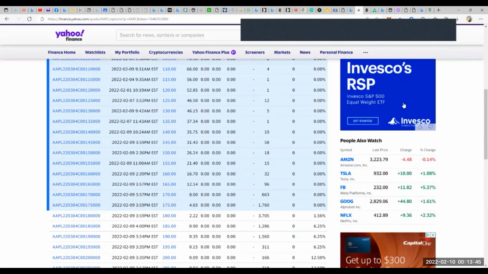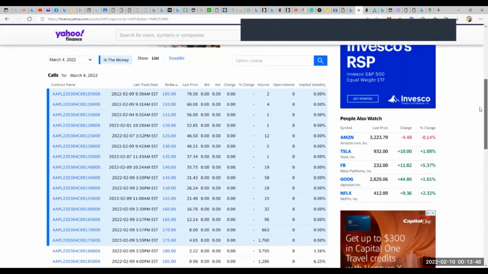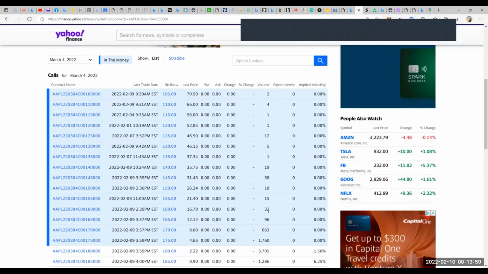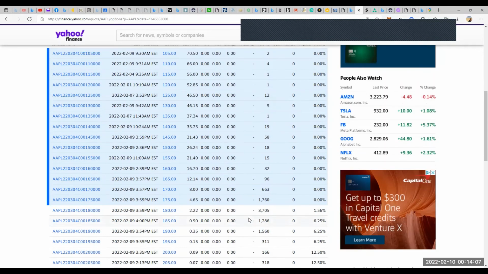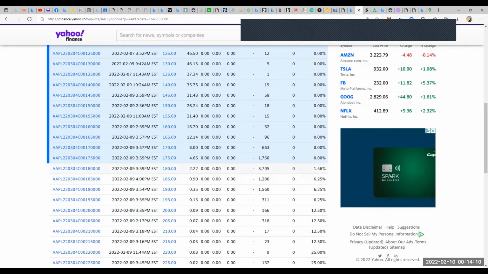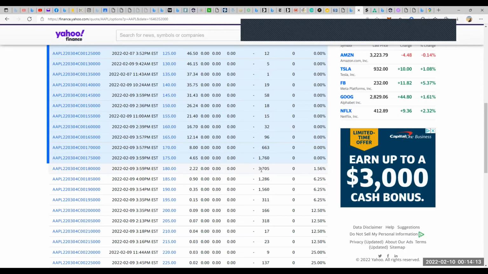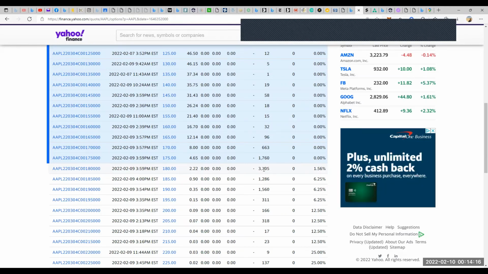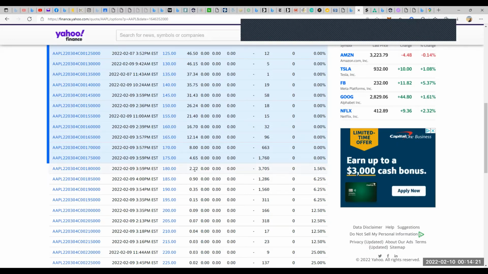Right here is how many people actually have open and are selling their options to you. You can tell why they sell them: because they think the price is going down, while you think the price is going up. That's one of the reasons why they sell them. Plus, they do get this money for loaning you 100 shares if they own them. That's usually the case. That's what a covered call is. So right now, there's 3,705 people offering a $180 strike price for 100 shares of Apple, and it's going to cost you $222 for it.